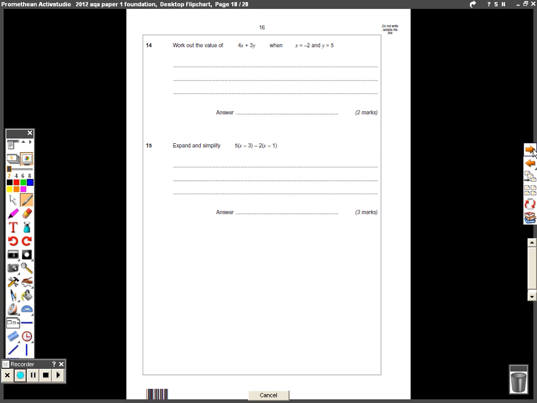Question 14. Work out the value of 4x add 3y when x equals -2 and y equals 5. Well, this is a substitution, so we're going to be putting the numbers in place of the letters. So 2 marks, so we need to put some working down. And I can see that it says 4 lots of x, so that's 4 lots of -2, plus 3 lots of y, and y is 5. So 4 times -2 is -8, 3 times 5 is 15. So I've got -8, add 15, or if I turn it around the other way, 15, take away 8, which is 7.